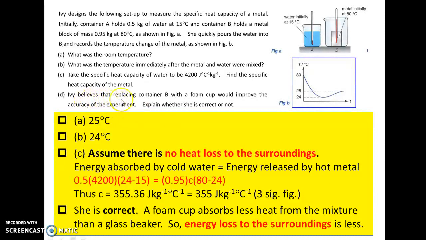Lastly, Ivy believes that replacing the container with a foam cup would be better. Why? Because a foam cup absorbs less heat from the mixture than a glass beaker, and so the heat loss to surroundings is even less. And so that will improve the accuracy of the experiment.